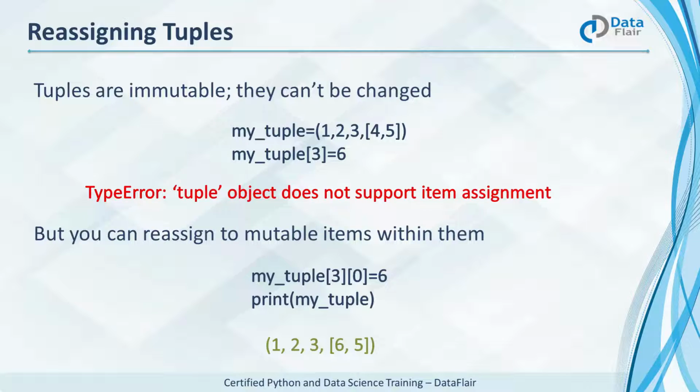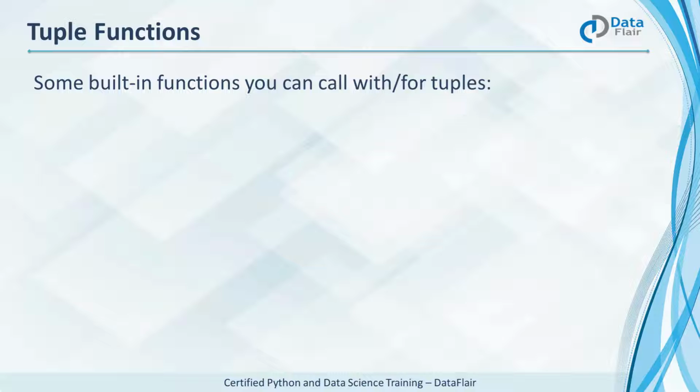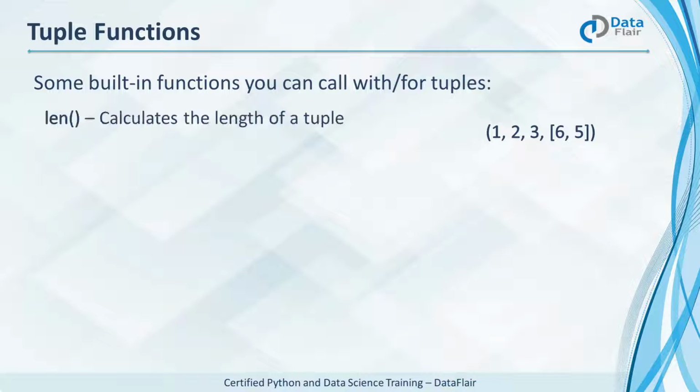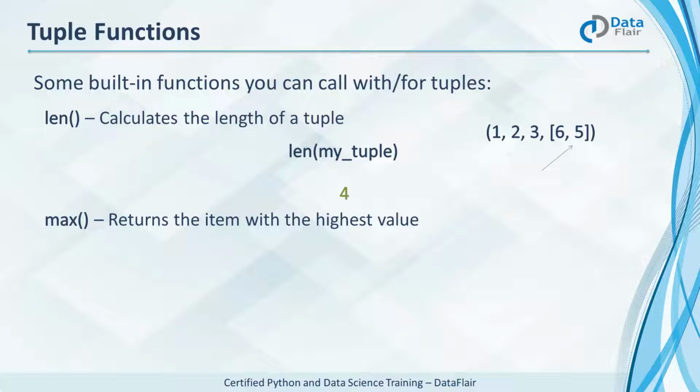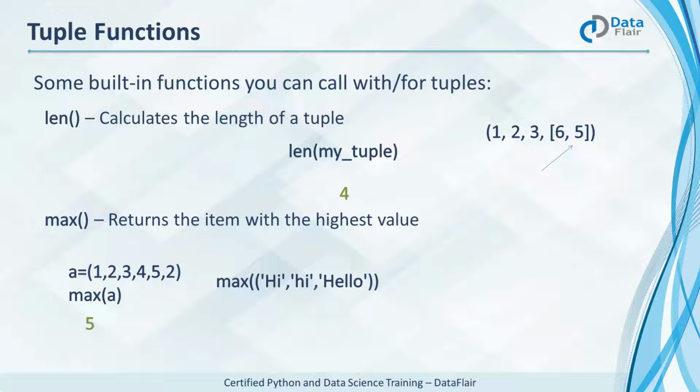Python has some built-in functions you can call on tuples. Let's work on this tuple. The len function gives us the length of a tuple. This tuple is 4 items long. The list at index 3 counts as one item. Max returns the greatest value of them all. This is A. What is max of A? 5. We can also find the greatest from a tuple of strings.